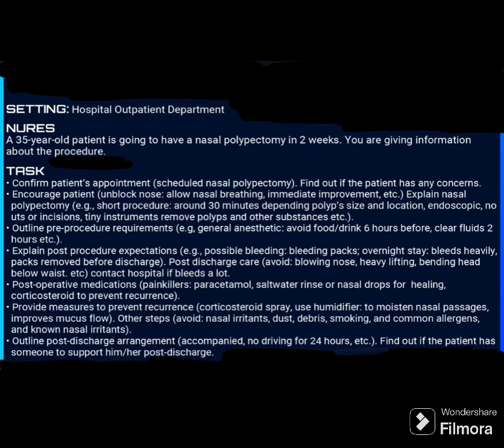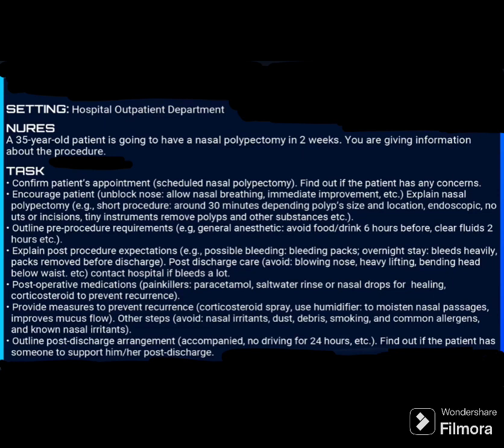The first thing is, you can see that this is a 35-year-old patient who is going to have a nasal polypectomy in 2 weeks, and you are going to give the information about the procedure. The first thing you can see is to confirm that this is a hospital outpatient department, and you don't know this patient. So the first task is to confirm the patient's appointment, that is a scheduled nasal polypectomy, and find out if the patient has any concern. As it is an outpatient department, this is the first time you are seeing the patient, but in your system you will have the patient data. So you can start like this.